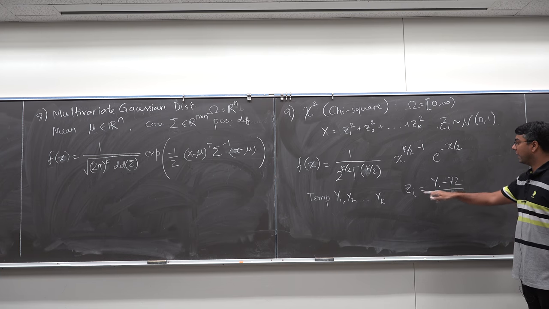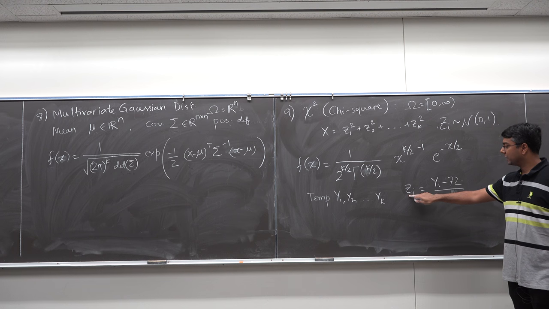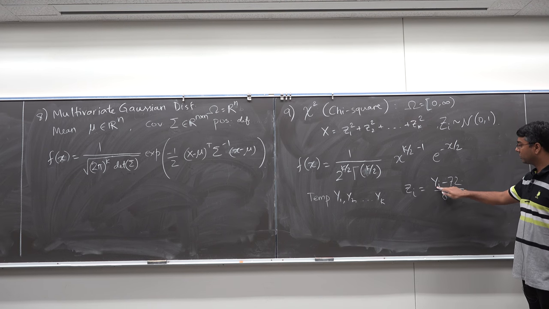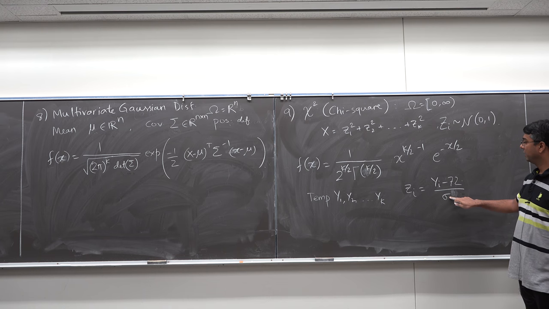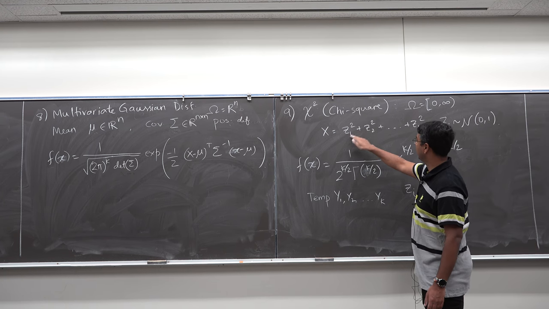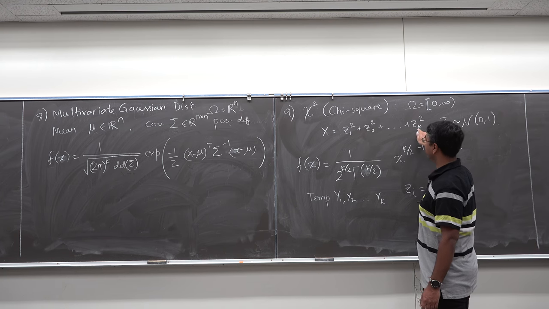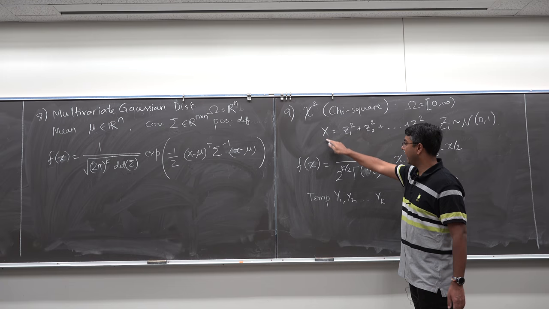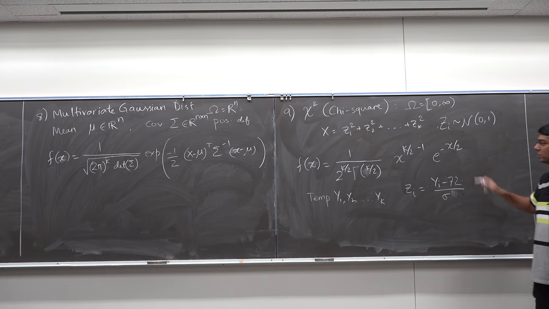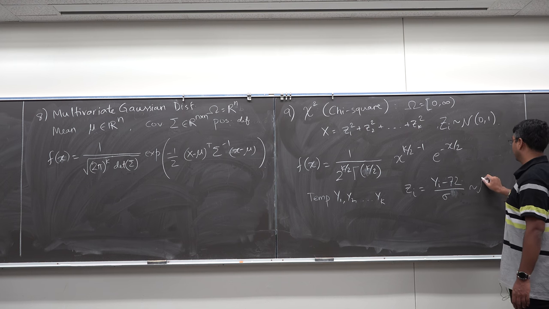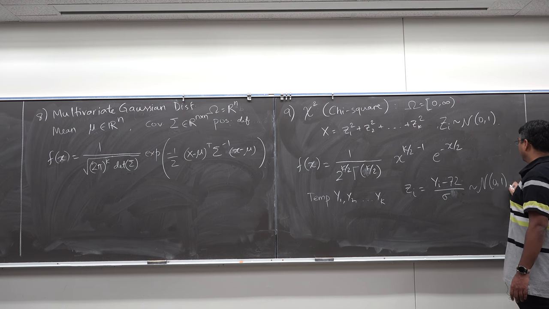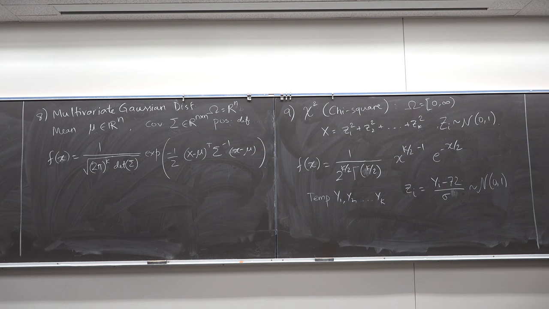I compute another random variable zi, which is yi, the current temperature, minus 72 divided by sigma. Then I square each of these readings and add them up. I get x, and x will be distributed according to this particular expression, because this is a standard Gaussian random variable, assuming that the temperature of this room is distributed according to a Gaussian.